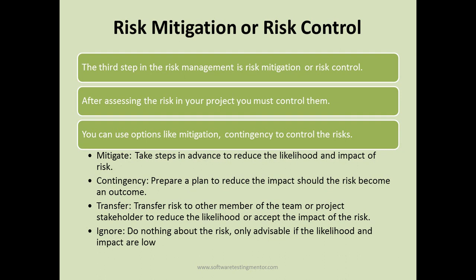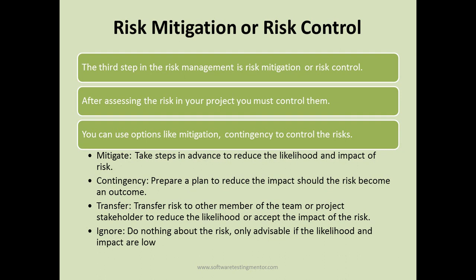Then you can prepare a contingency plan to reduce the impact in case the risk becomes an outcome. So the second control option is to have a contingency plan, so that in case the risk becomes an outcome, the impact should be low as compared to the high impact. Then you can also transfer the risk to another member of the team or project or stakeholders to reduce the likelihood or accept the impact of the risk.